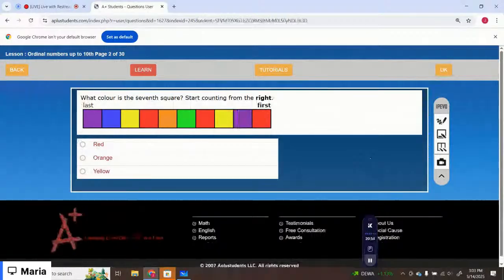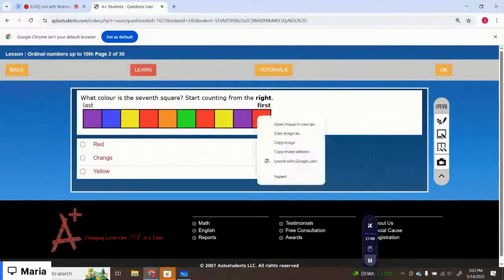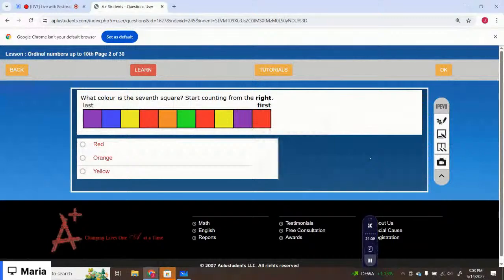What color is the seventh square? Start counting from the right. So we need to count the seventh one. First, second, third, fourth, fifth, sixth, seventh. So the seventh one is red. The correct option is red. Option number one is the correct option.